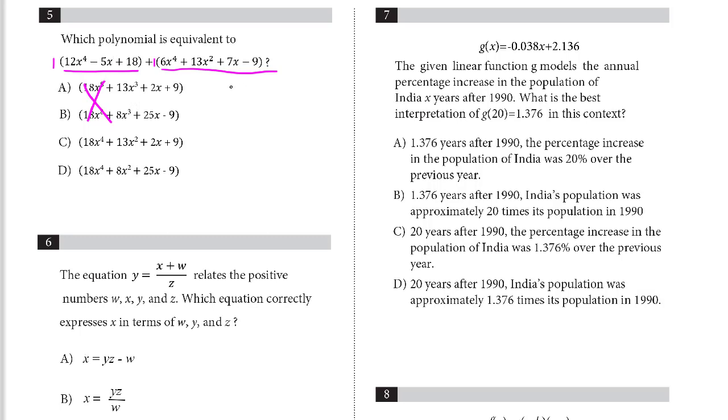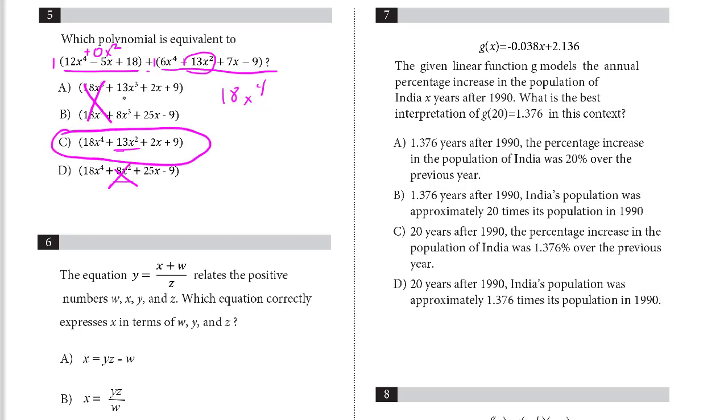12x to the 4th plus 6x to the 4th should be 18x to the 4th, and that's true of C and D. Now we could differentiate on the x squared terms. Notice there is no x squared term in the first parentheses, essentially plus 0x squared. Plus 13x squared is plus 13x squared. It's not 8x squared. So our correct answer is going to be C for 5.